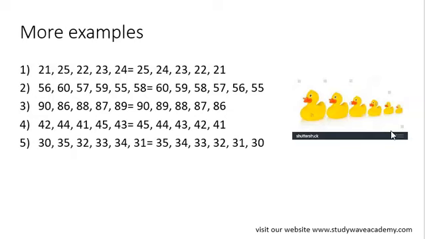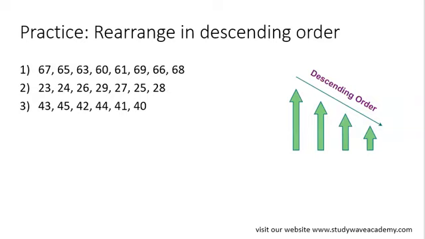Descending order is arranging numbers from the biggest to the smallest. So descending order is arranging numbers from the biggest to the smallest. Okay? So we have to practice more examples. Okay, we have to rearrange this in descending order. Okay, we have to practice to know more about how to arrange our numbers in descending order.